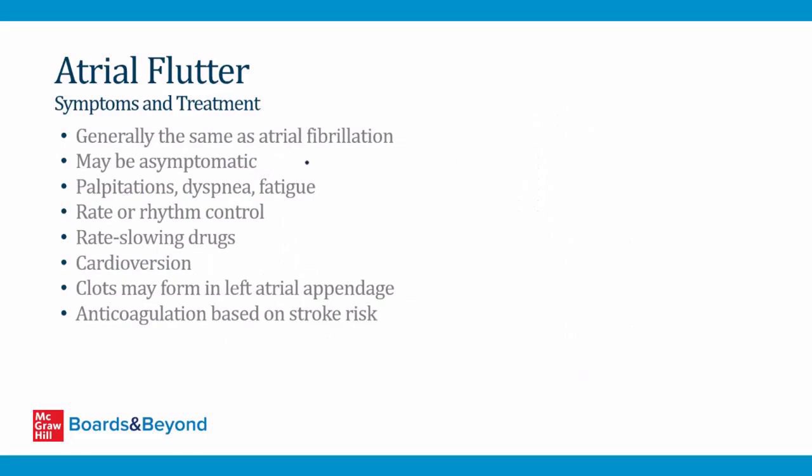The symptoms of atrial flutter are generally the same as atrial fibrillation. This arrhythmia can be asymptomatic, but it can also cause palpitations, dyspnea, and fatigue. And the treatments are also similar to atrial fibrillation. You can do rate control or rhythm control. You can use rate-slowing drugs like beta blockers. You can perform electrical or chemical cardioversion. And just like in atrial fibrillation, there's a risk of clots forming in the left atrial appendage. So you have to give the patient anticoagulation based on their stroke risk using the CHA2DS2-VASc score.